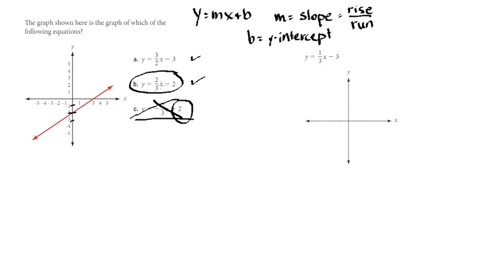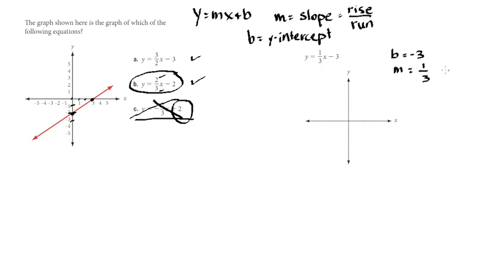But let's just check the slope. This says it rises 2 and runs 3. So does this make sense that I'm sitting here and I go 1, 2, I rose 2 and then went 1, 2, 3. Oh yeah, that's it. It is B.